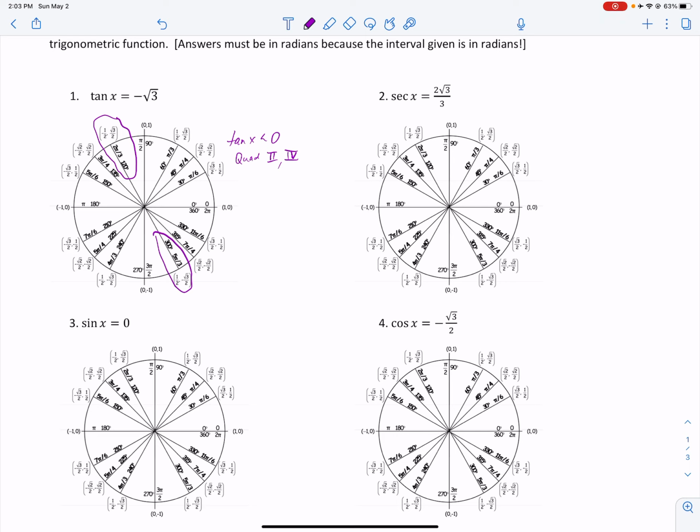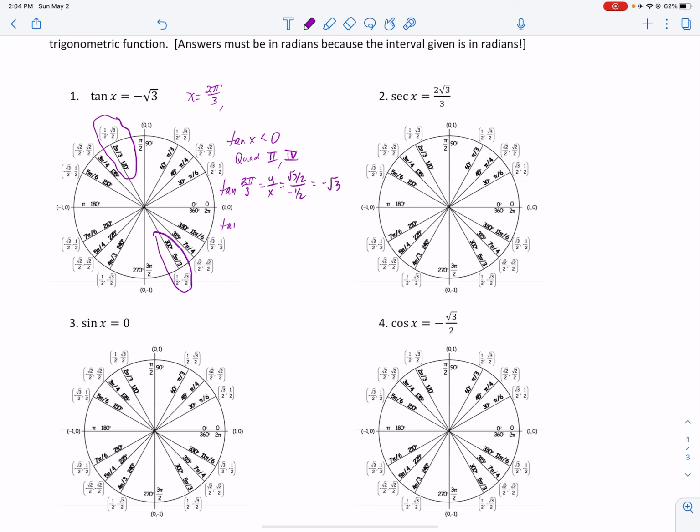Then show that the tangent, and use the radian value because we want answers in radians because the interval was in radians. Tangent of 2 pi thirds is the y coordinate over the x coordinate, which is root 3 over 2 over negative 1/2, include the signs, and that comes out to negative root 3. So therefore, one of the angles that will have a tangent that is negative root 3 is 2 pi thirds. That's one of your angle answers.